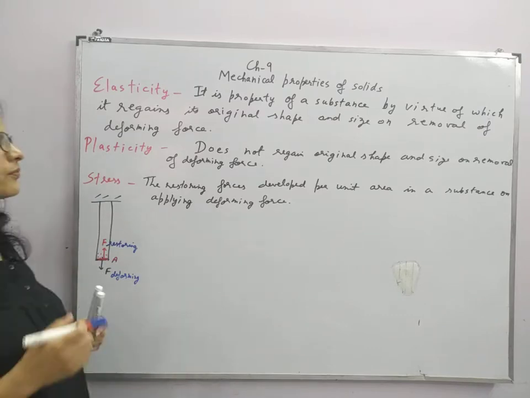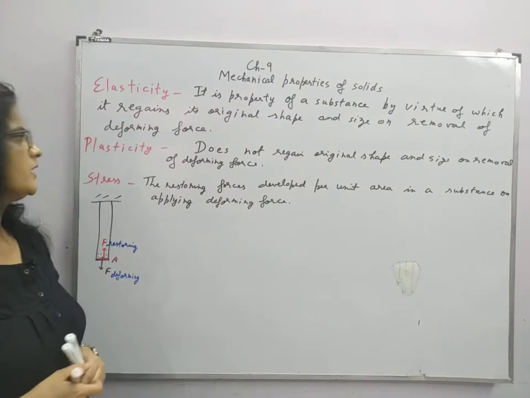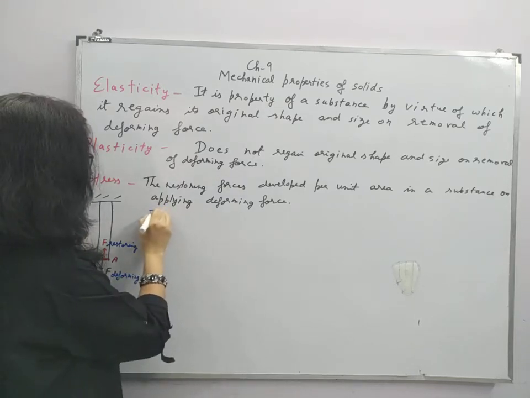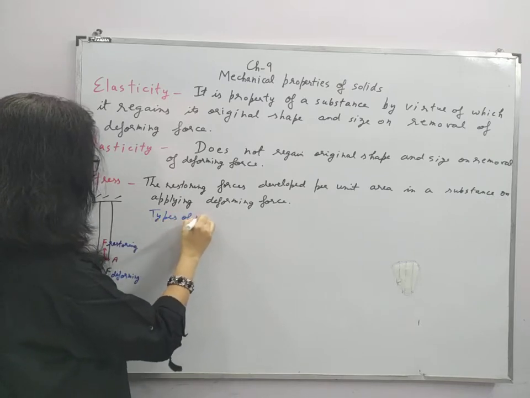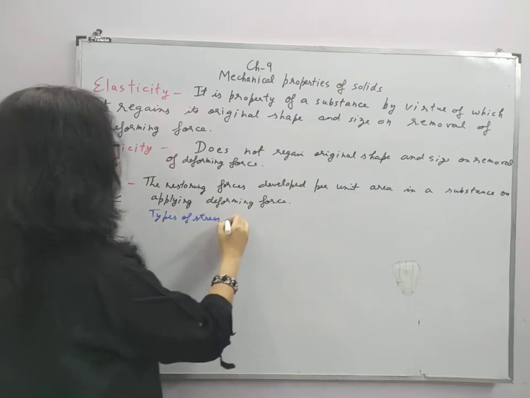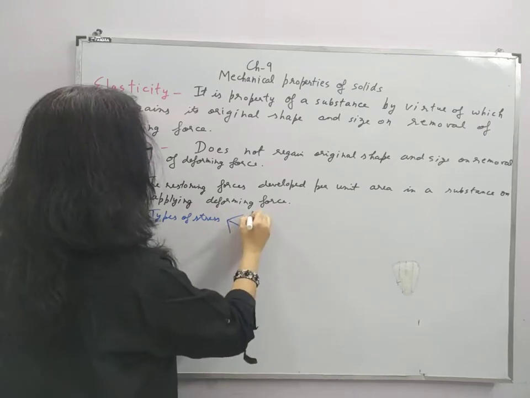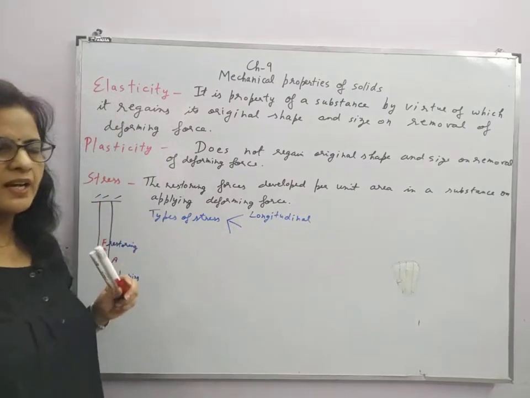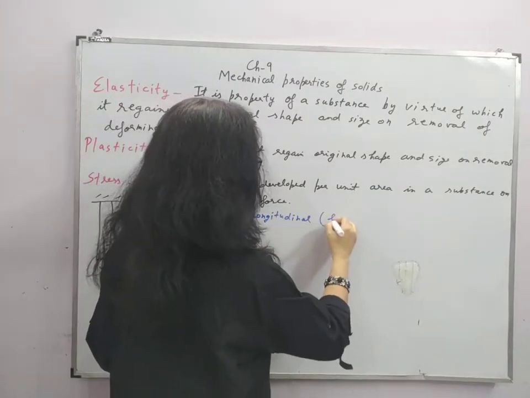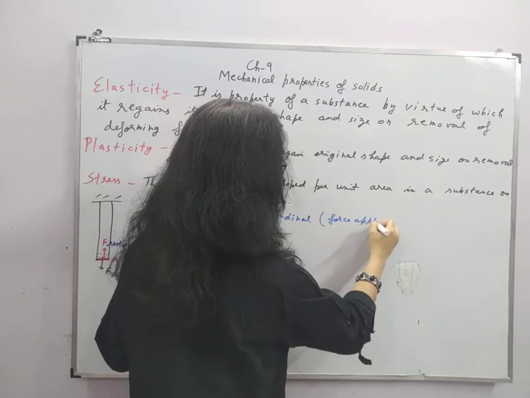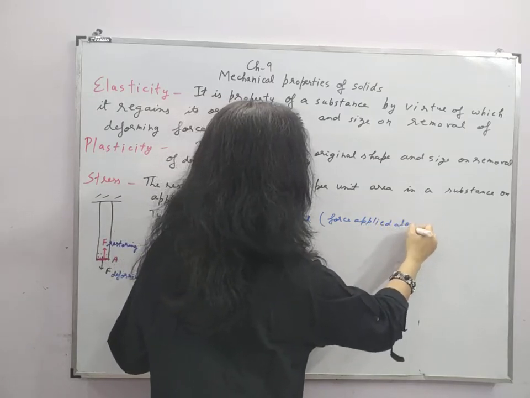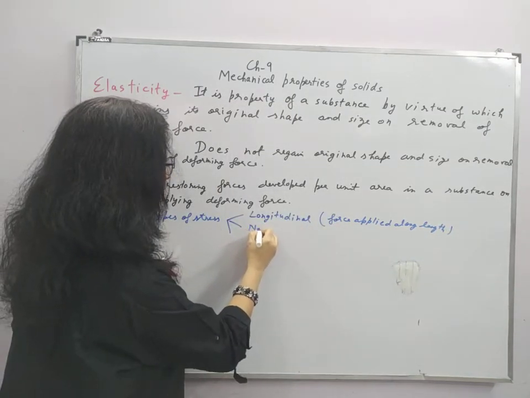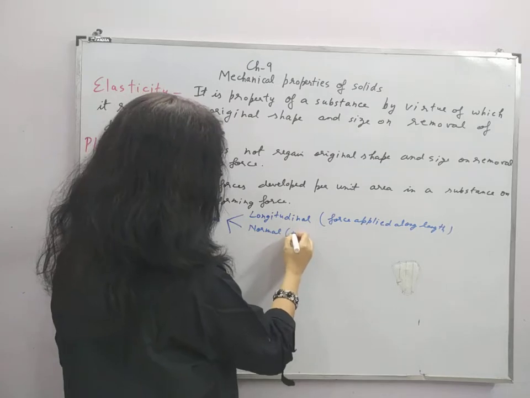So based on in what way the stress is applied, we have stress of many types, three types basically. So types of stress I'm just mentioning in short. First is longitudinal stress. Longitudinal means force applied lengthwise, along length. Then we have normal stress. This is also called hydraulic stress.